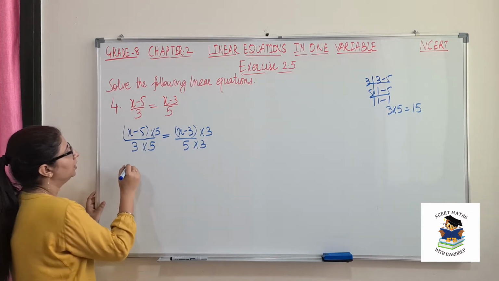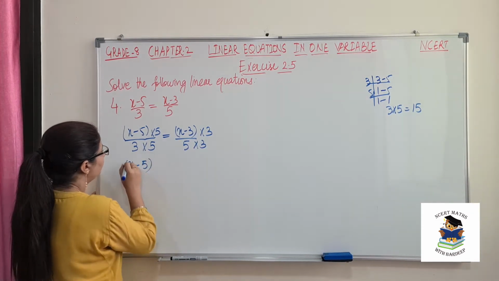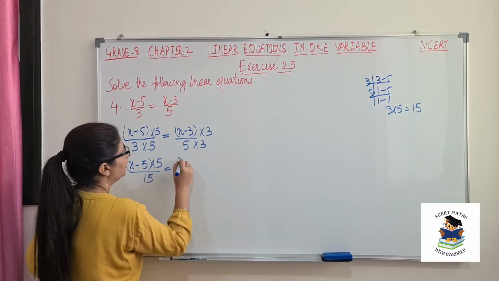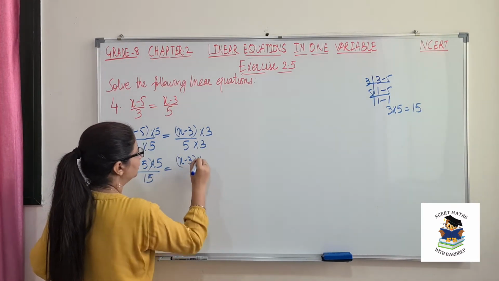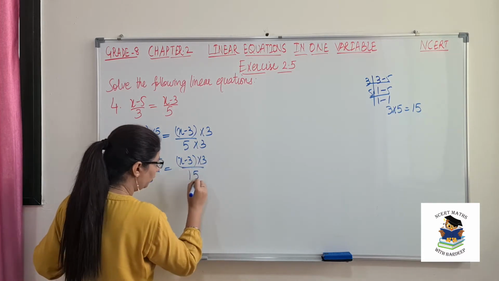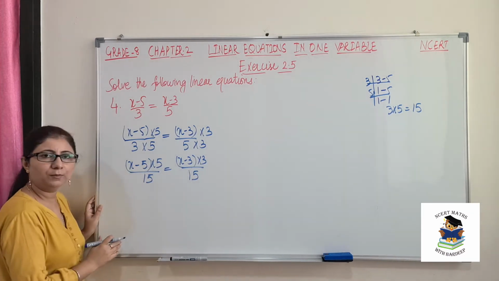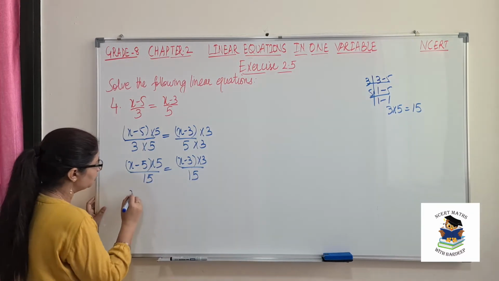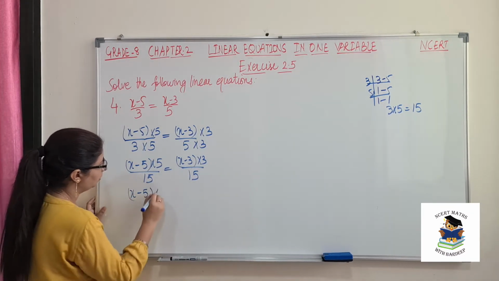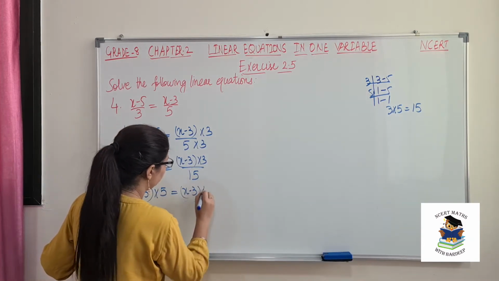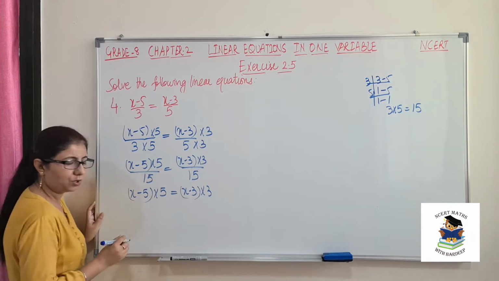So now this is (x - 5) into 5 over 15, (x - 3) into 3 over 15. As I have already mentioned, once you have the same denominator, simply ignore them. So numerator is (x - 5) into 5 equals (x - 3) into 3. Now let's solve it.